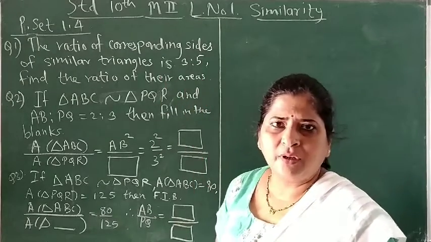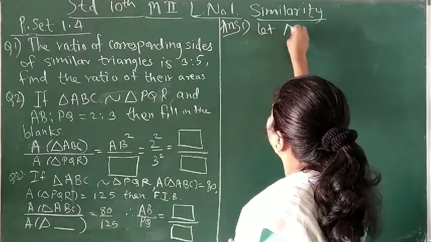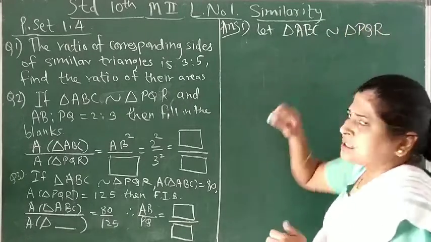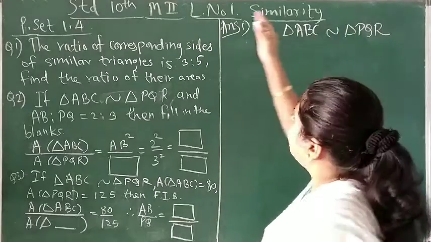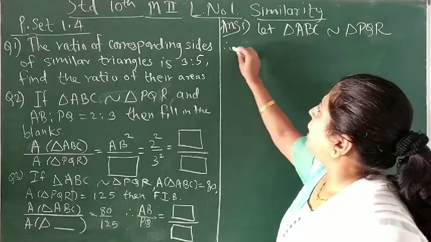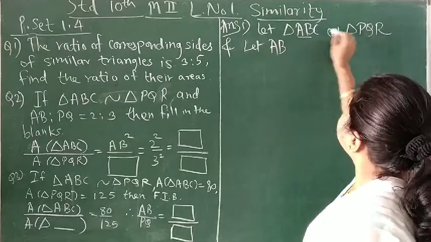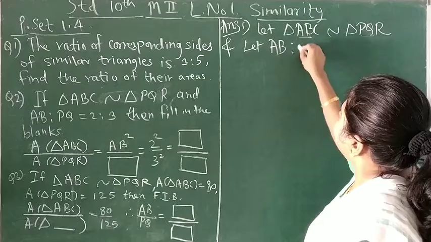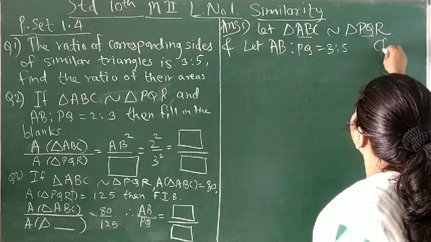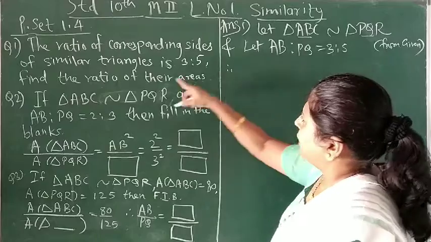Here the names are not given, so we can assume. Answer number 1. Let triangle ABC be similar to triangle PQR. So we are just naming these two triangles ABC and PQR, and we are saying they are similar. Therefore, let AB, its corresponding side will be PQ. AB is to PQ is equal to 3:5. So we are assuming this from the given. So now we have to find the ratio of the areas.